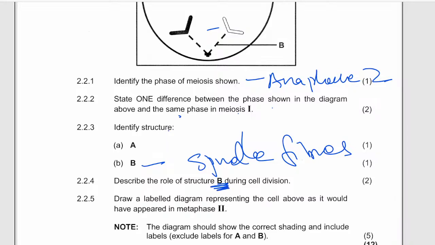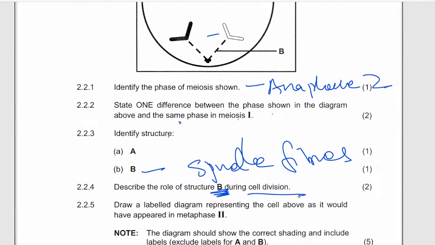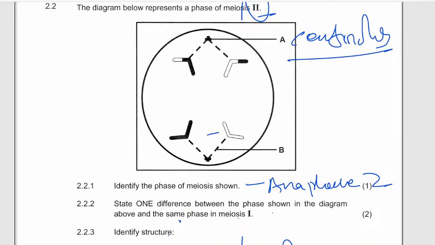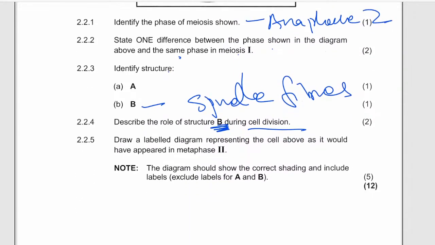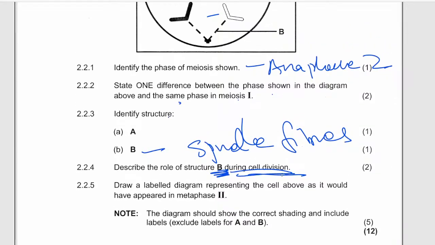Describe the role of structure B in cell division. They didn't say in this phase. They say in cell division, meaning that they hold the chromosomes in position during metaphase, along the equator. Or it is also very important in pulling the chromosomes to opposite poles during anaphase. So you can talk about its function during anaphase or during metaphase, because they didn't talk about a phase, they said during cell division.